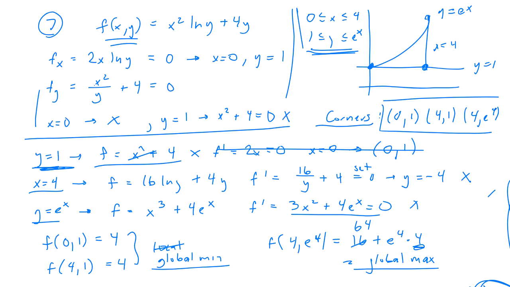So any questions on this? So 8. It says here's a function, and we're going to use the disk of radius 2, which means we're doing x squared plus y squared is less than or equal to 4.